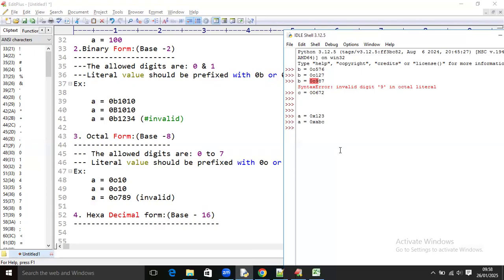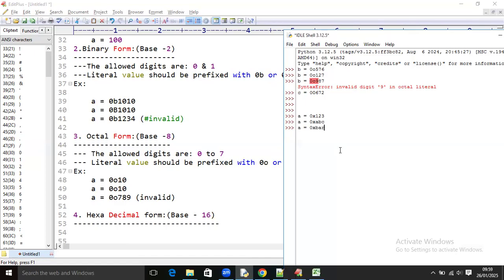Hexadecimal means 0 to 9 and a to f. I will write it down below in the notes. If you have any doubt regarding this, you can comment below. I will explain again in our upcoming sessions. So here, let's give another word. a equal to 0x bar. Is it allowed or not allowed?